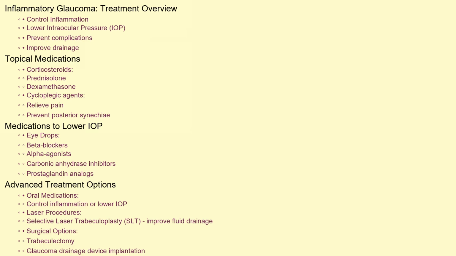Laser procedures, such as selective laser trabeculoplasty, or SLT, can help to improve fluid drainage. When medications and laser treatments are not sufficient, surgical options, such as trabeculectomy or glaucoma drainage device implantation, may be considered to create new pathways for fluid to leave the eye.